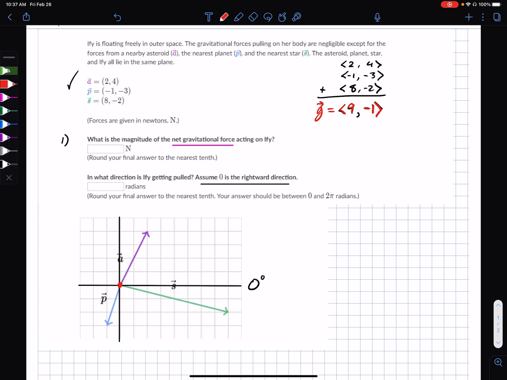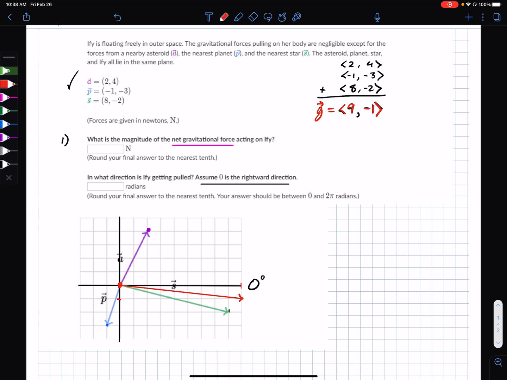So in other words, if it was just the asteroid acting on this person, that would be the direction and the magnitude it would pull them. If it was just the star, it'd be the green one. But it's not just that, it's all three of them, including this planet here. So you combine all those with addition, and what you get is 9, -1. So 9 is way out here, and then -1, of course, down here. So this is the net gravitational force.